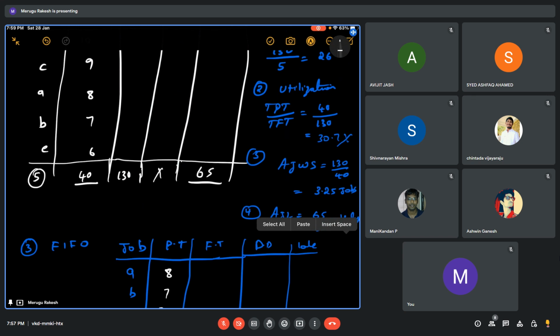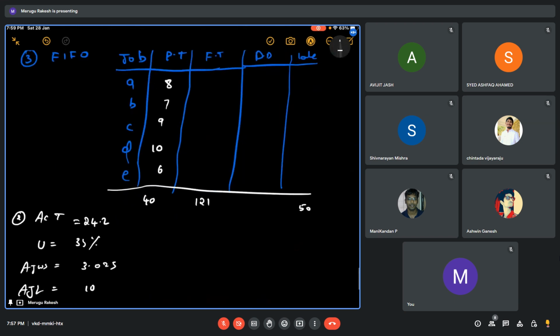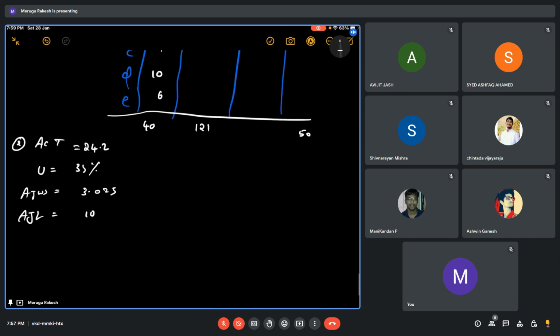Utilization is 30%. In this we got 33%, and 26 days for the completion time. Here we got 24.2. So it is in between SPT and LPT. So these are the three models.